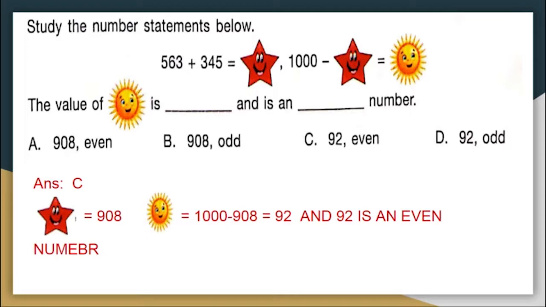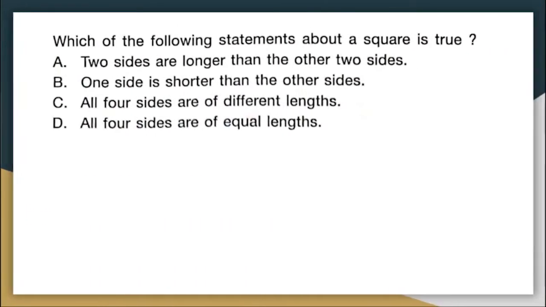The next question is there on your screen. Which of the following statements about a square is true? The first option says two sides are longer than the other two sides. Is that true about a square? What is the speciality of a square? In a square, all the four sides are equal in length. So the first option is definitely wrong.